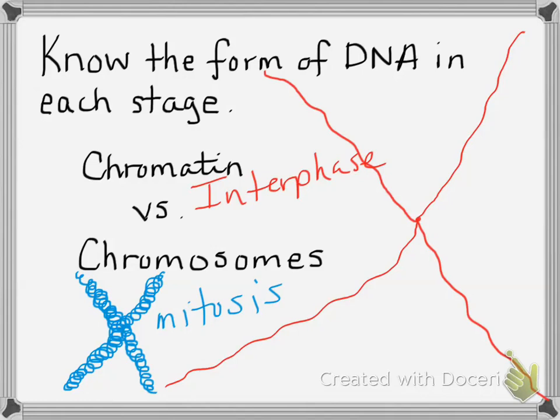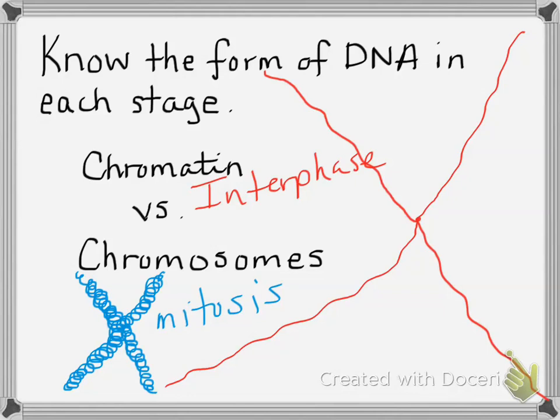Okay, know the form of DNA in each stage of the cell cycle. First let me point out that I have drawn DNA in two different forms up here. One of them's red, one of them's blue. One of them is chromatin, and one of them is chromosomes. Which one's chromatin? The red one. Why? It's uncurled. It's all spread out. And then the blue one is tightly coiled. So be able to tell chromatin from chromosomes. Everybody okay on that? Okay.